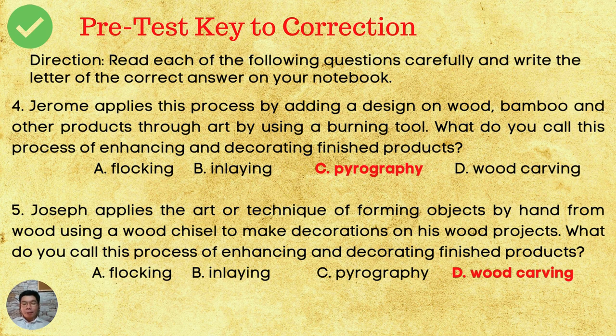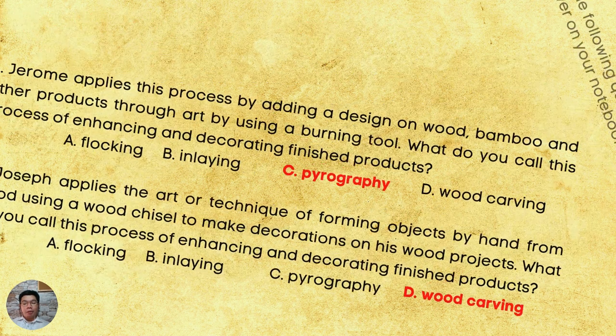Five, Joseph applies the art or technique of forming objects by hand from wood using a wood chisel to make decorations on his wood projects. What do you call this process of enhancing and decorating finished product? The answer is wood carving, letter D.